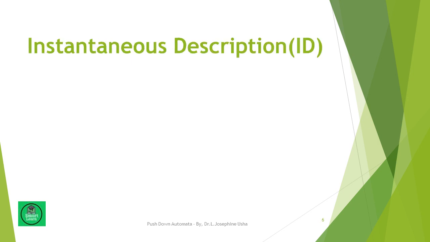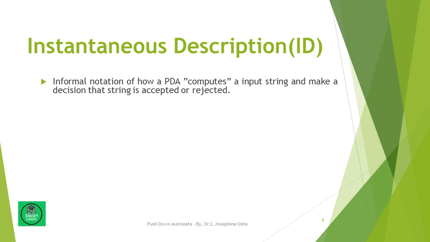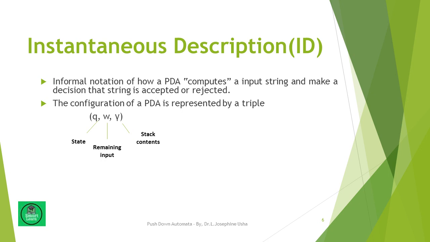Next we see the instantaneous description of PDA. Simply we call it the ID of PDA. It tells how a PDA computes the input string and makes a decision that the string is accepted or rejected. Using this we can check whether the string is accepted or rejected by the pushdown automata. In ID we use 3 values for representing the configuration of PDA at any time.